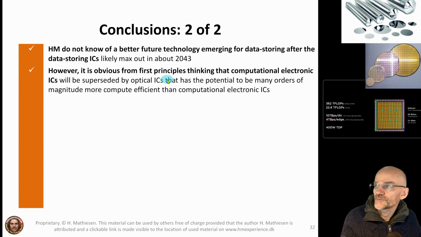However, I think it's obvious from first principle thinking that computational electronic ICs will be superseded by optical ICs, which have the potential to be many orders of magnitude more compute efficient than computational electronic ICs. Also, I don't believe that the human brain, which is biological, is actually able to compute more efficiently than something we can make artificially in a factory in the future. I just don't believe it.